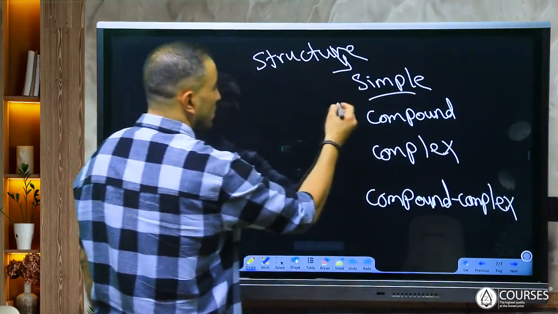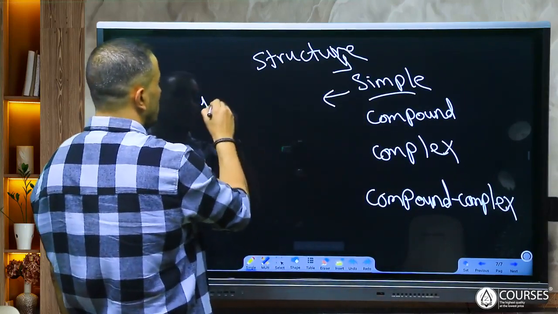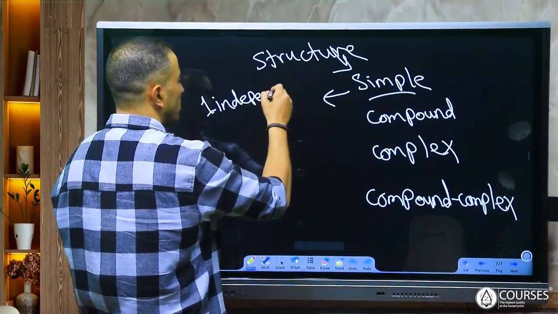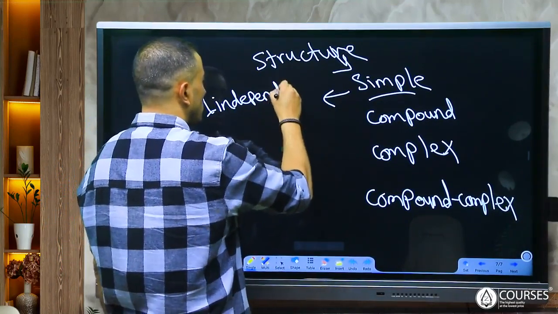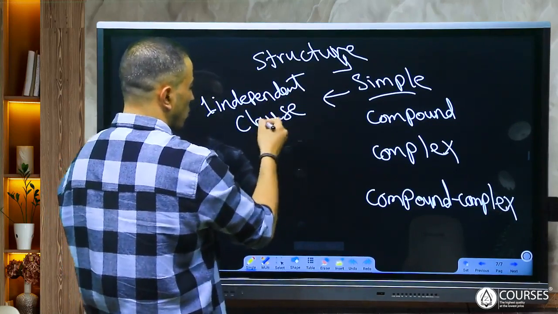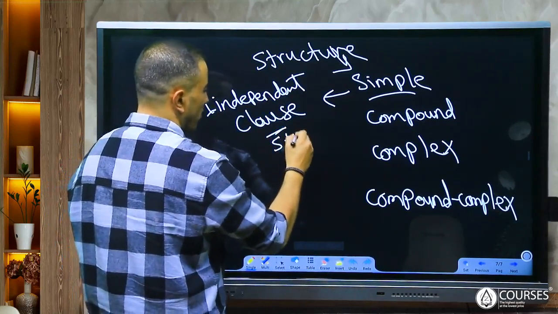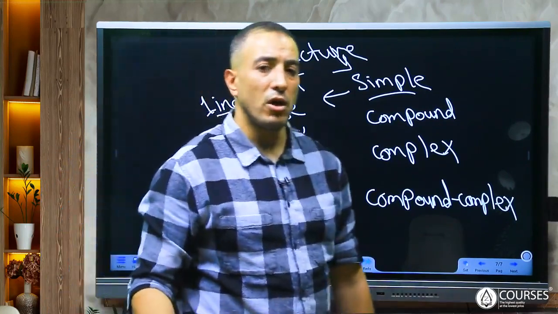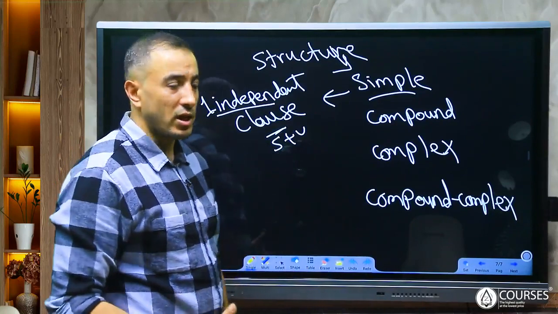This type of sentence consists of one independent clause. What is the meaning of one independent clause? Clause means subject plus a verb. Independent means it can stand alone by itself and it gives me a complete idea or complete understanding.